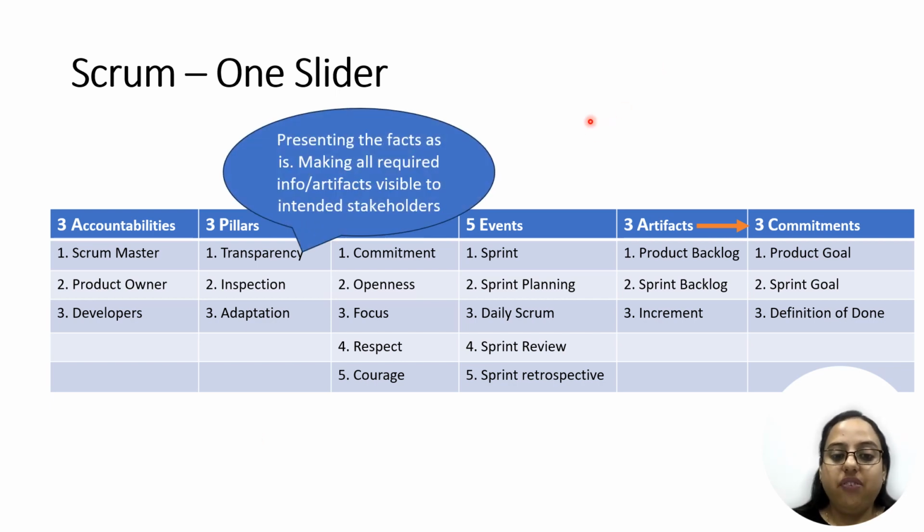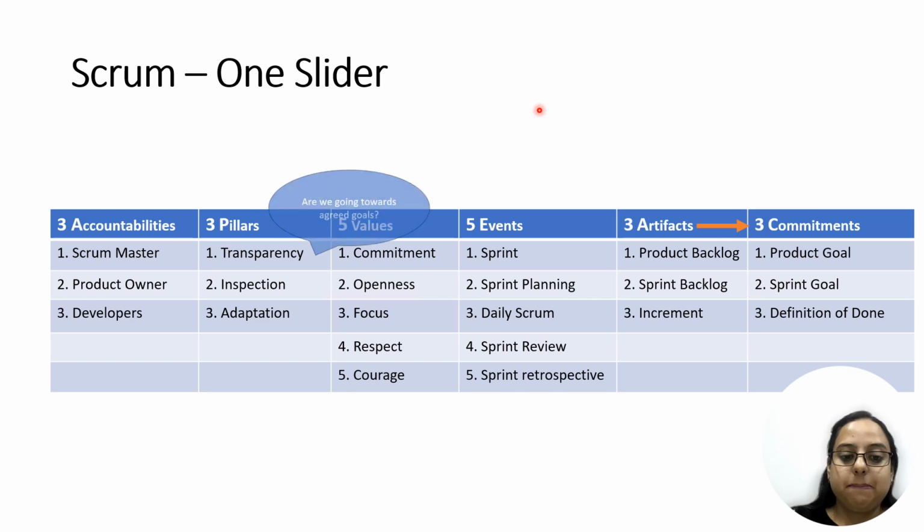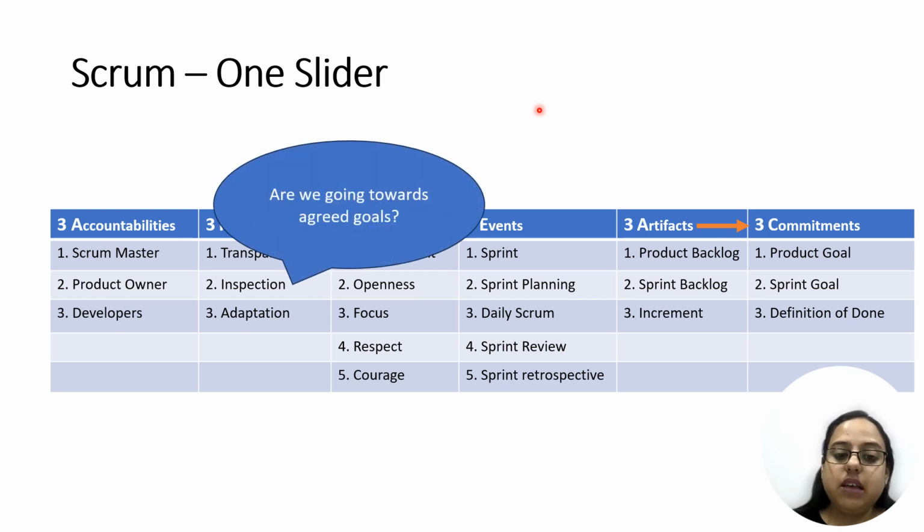Transparency is presenting the facts as they are and making all the required information and artifacts visible to the intended stakeholders. So, transparency is all about presenting the things as they are, not hiding anything, right? Not giving a wrong picture to the stakeholders. Inspection is, are we going towards the agreed goals, right? Inspecting in a continuous manner your progress and seeing whether we are going in the right direction, whether we are on track, basically. That is inspection.